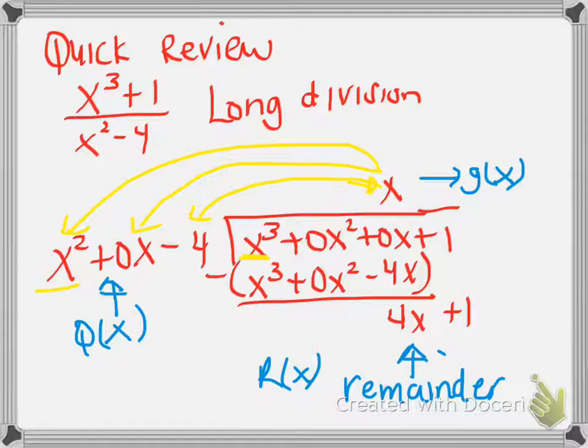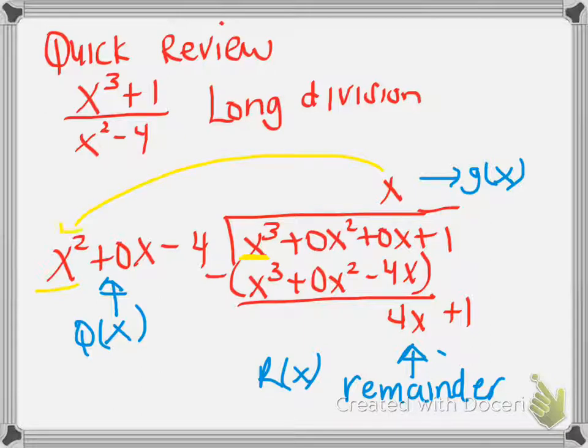So x squared times x is x cubed, 0x times x is 0x squared, and negative 4 times x is negative 4x, and that's given here on this line. I hope I'm not confusing with all my arrows. It's very colorful though. Once we do that, we have to subtract what's in the parentheses, so the x cubes cancel, the x squareds cancel, and the negative is distributed to each term, so that becomes a positive 4x plus 1.